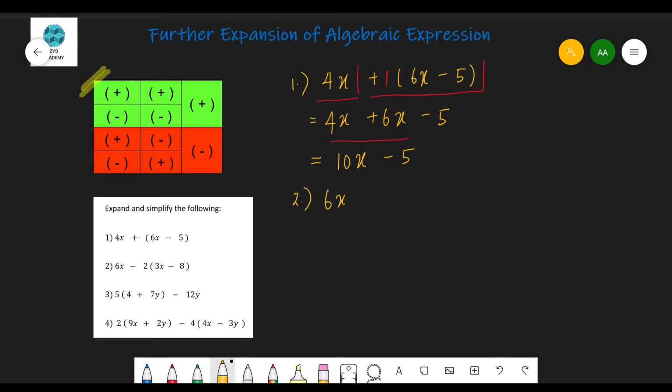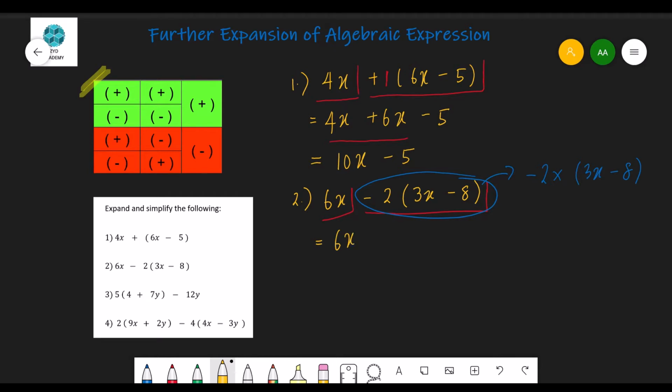Similar: 6x minus 2 bracket 3x minus 8. Here, it is much clearer that we have a number 2 to multiply by 3x minus 8. Actually it's negative 2 multiplied by 3x minus 8. Let me just write this portion down. So this whole thing means negative 2 multiplied by 3x minus 8. This is the underlying meaning. So let's proceed to expand and simplify this.